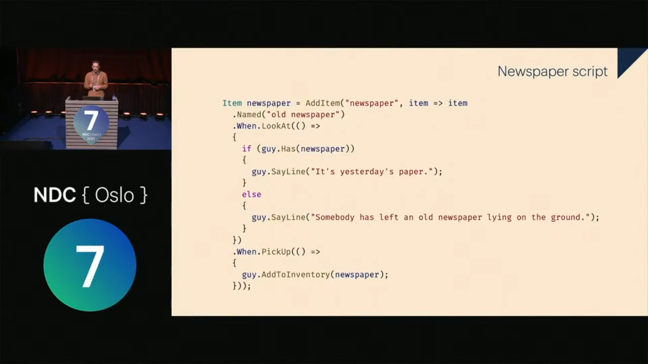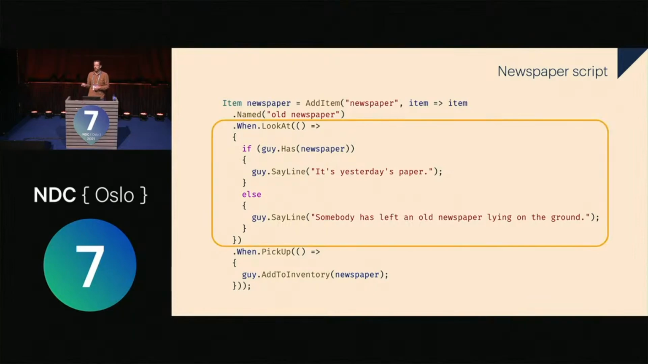So now let's look at the newspaper script. Because you can also use the script to script behavior. So let's say when I want to look at the newspaper, I can use that same Fluent interface to define what must happen when you look at this particular object. And in this case, I first check to see if Guy has picked up the newspaper. I can do that by calling the has method on an actor. And if he did, I say it's yesterday's paper. If he didn't, I let him say something about newspaper lying on the ground.